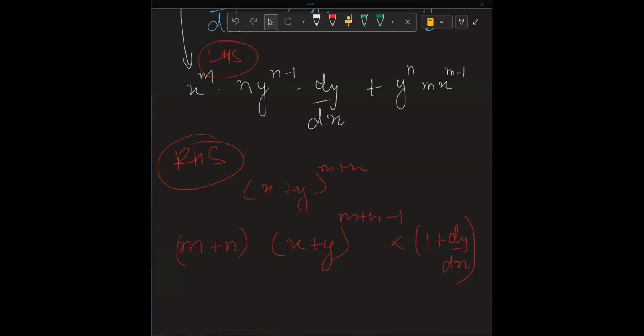Just equate and separate the value of dy by dx. dy by dx की value separate कर दो, and let's see if we are getting our result or not. So let's do it.